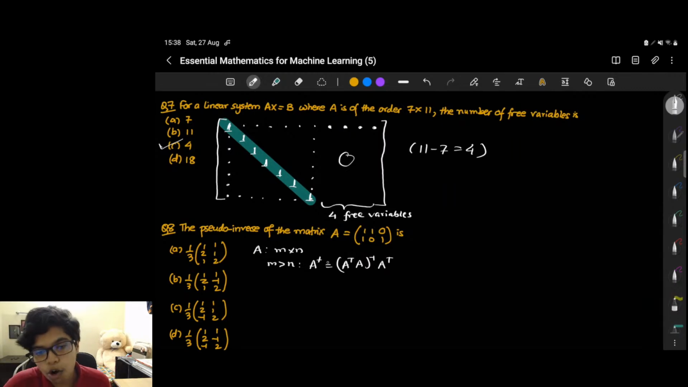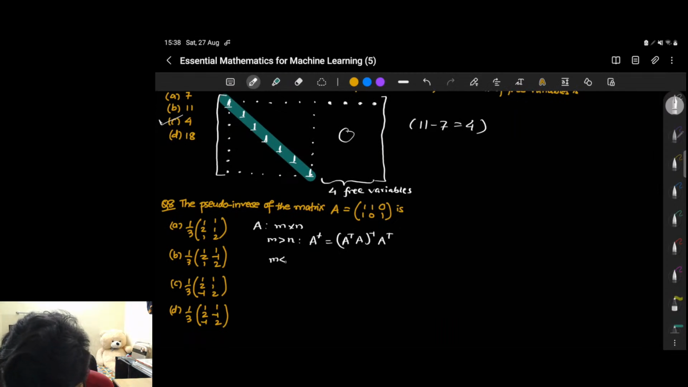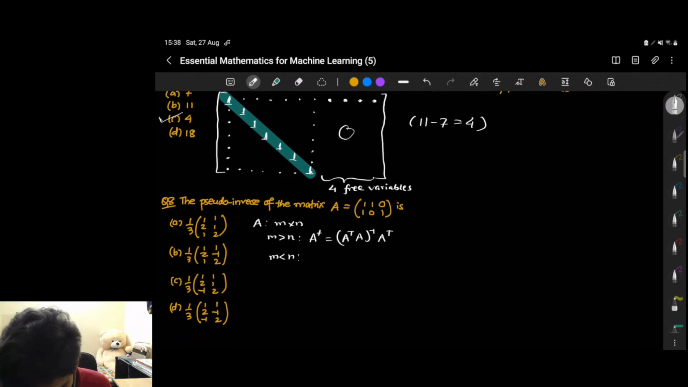Over here, this dagger operation signifies pseudo inverse, and if m is less than n, then the pseudo inverse is given as follows. And this is our case, because in our case we have m equal to 2 and n equal to 3. So our case is that of m less than n. So let us find out. Let us first find out A transpose.